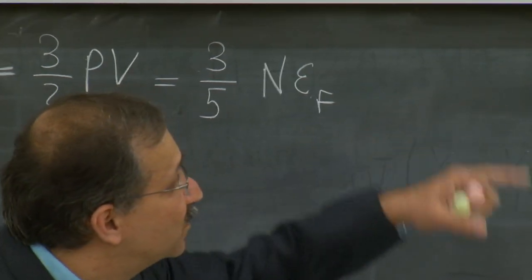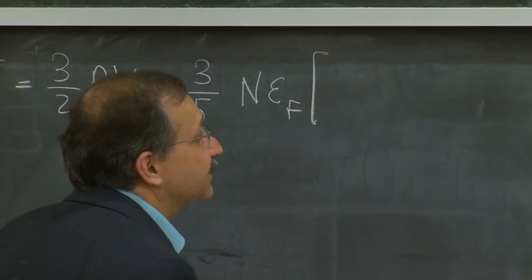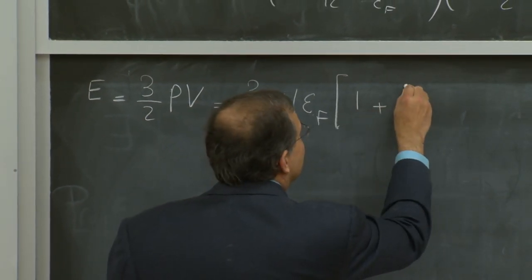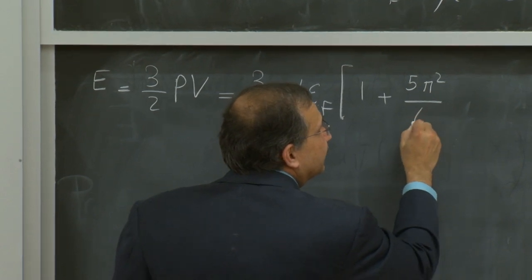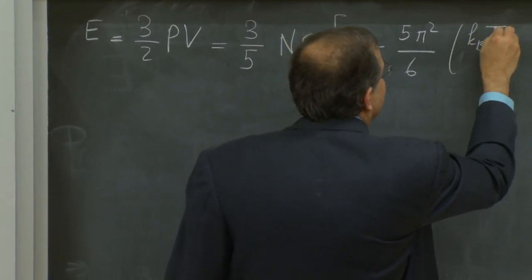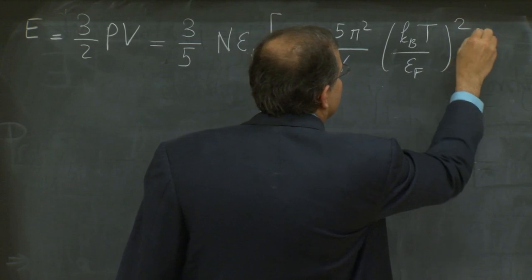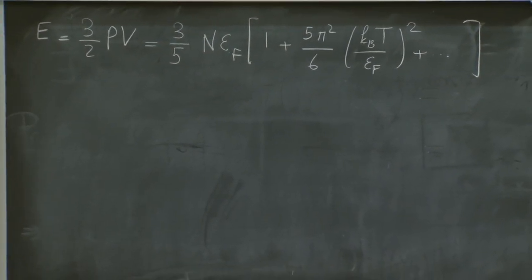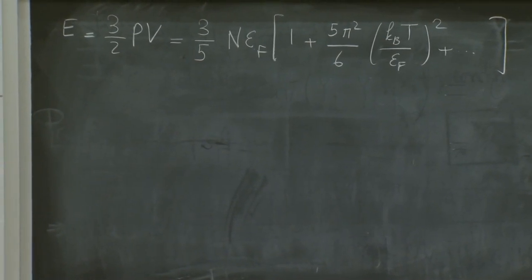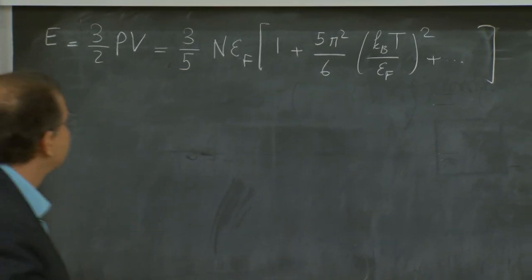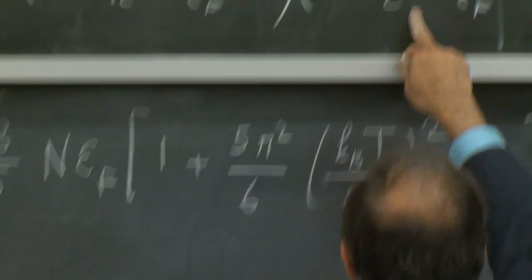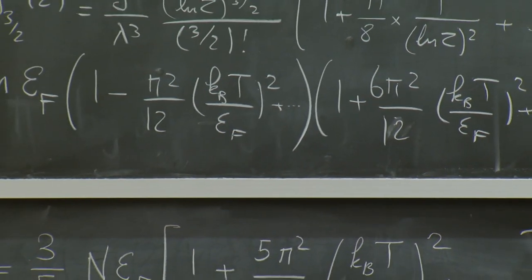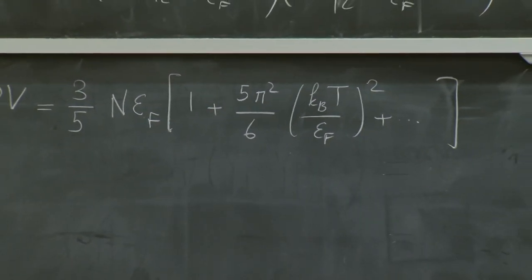OK? But the more important part is how it changes as a function of temperature. What you find is that it goes to 1 plus 5 pi squared over 6 (kT over epsilon F) squared in higher order terms. Okay. Question, should the 6 be 12? 6 should be 12. Let's see. This is 6/12 minus 1/12, which is indeed 5/12. Thank you.